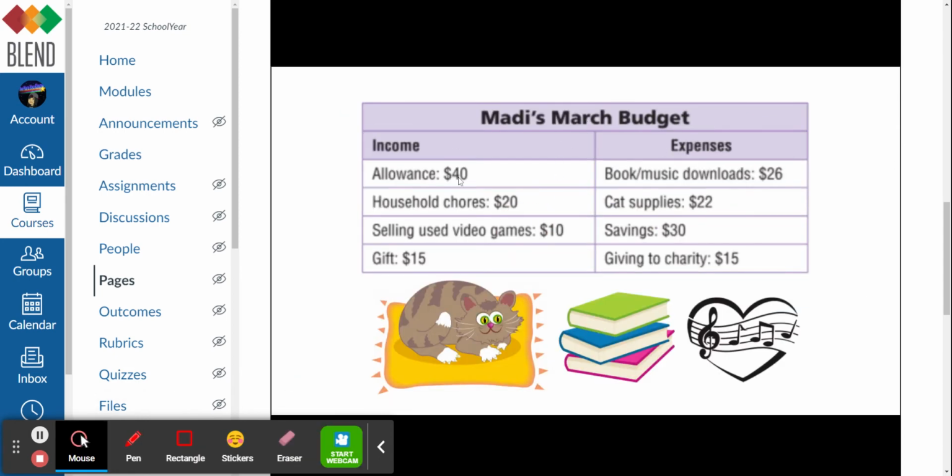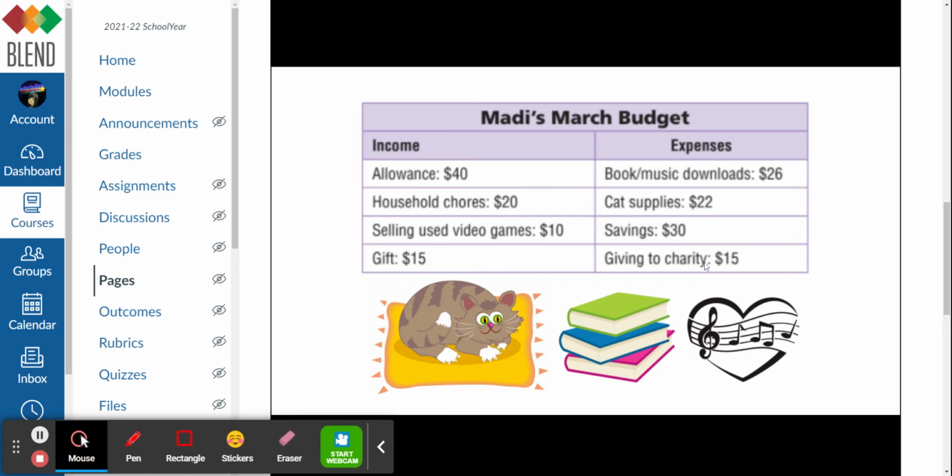So here's Maddie's March budget. Maddie earns $40 for allowance, $20 for chores, $10 for selling used video games, and $15 for a gift. That's a crazy cat. Here are Maddie's expenses. Books and music downloads was $26, cat supplies $22, savings $30, and giving to charity $15.